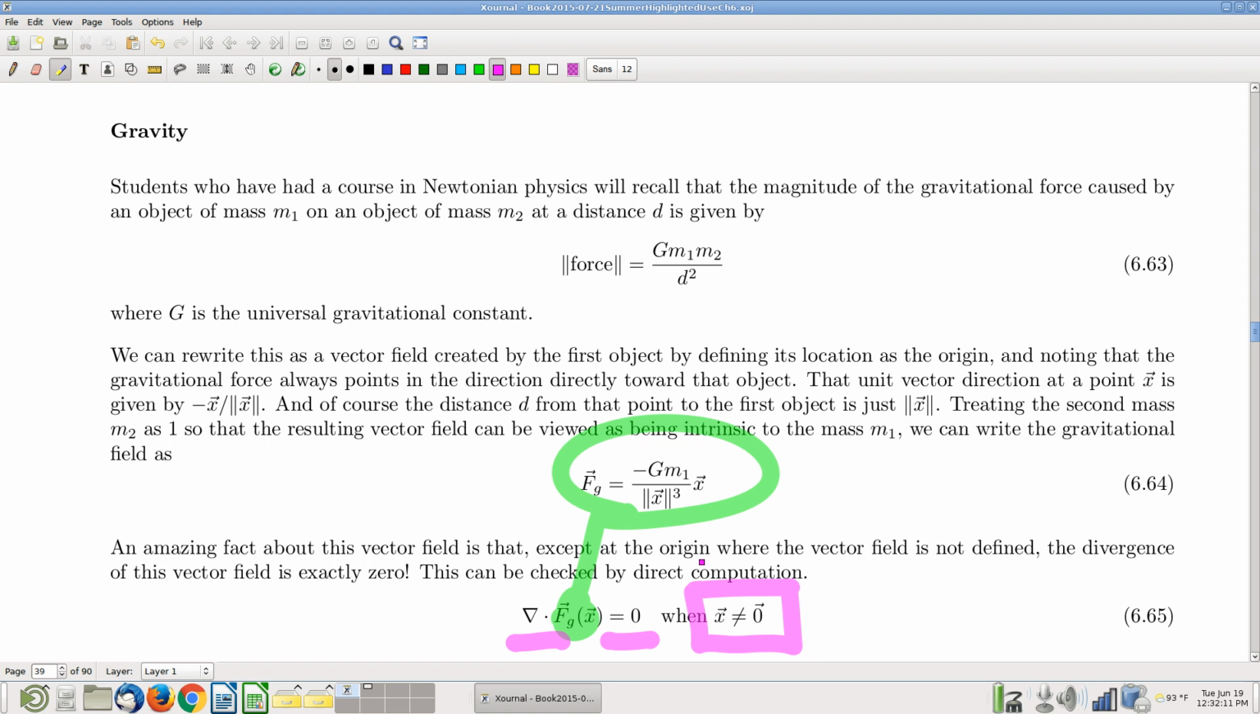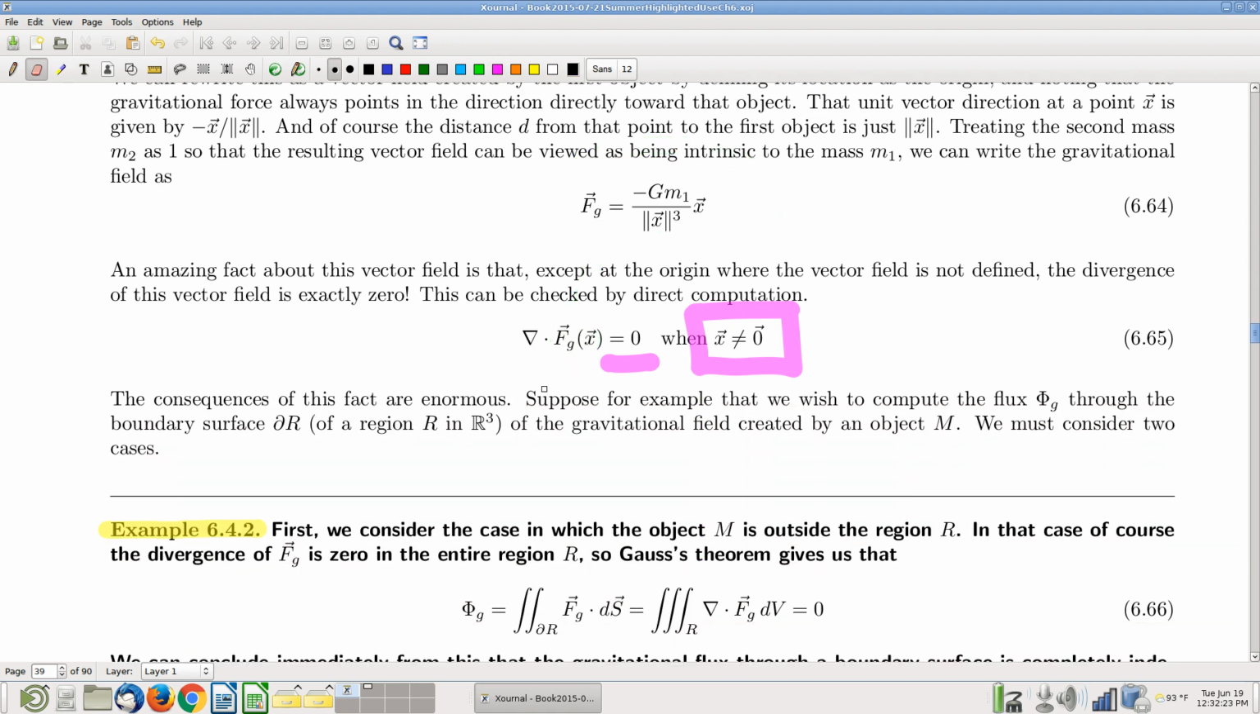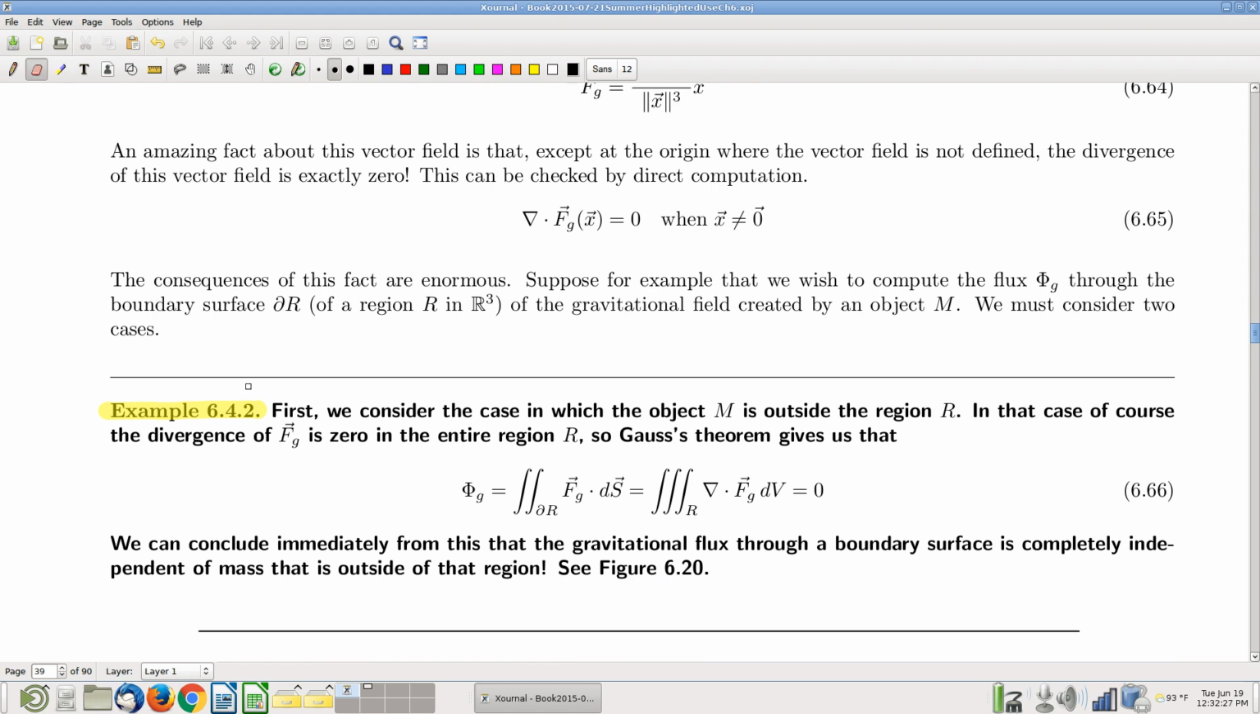All right. So this is not only surprising, it's also really important. This is a fact that we're going to use to great effect in the following several examples, where we're going to get some really powerful conclusions about gravitational fields. Okay, so the first one's an easy calculation. Suppose we have some object of mass m sitting outside of a region, a solid three-dimensional region R.